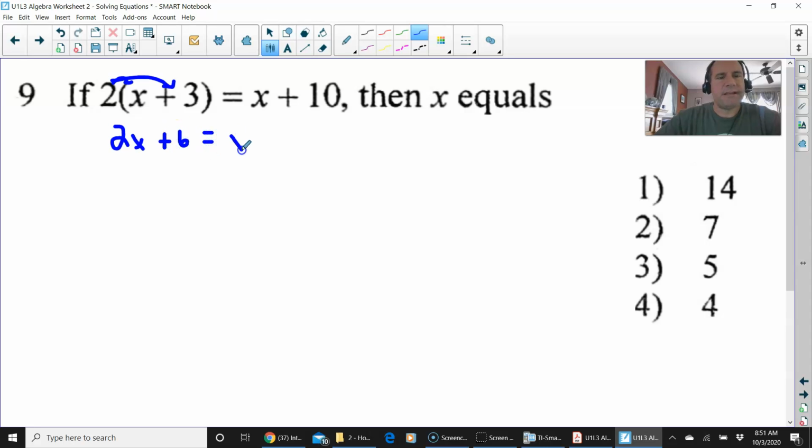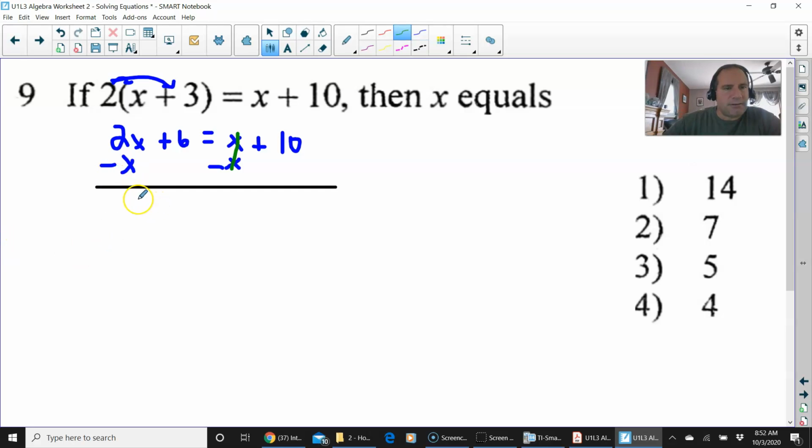I'm going to bring down the x plus 10, and now I am going to bring the smaller x over to the larger. All right, and we are going to minus x on both sides. Once you minus x on both sides, the x's cancel on that right side, and 2x minus 1x is 1x, plus 6, and then equals 10.